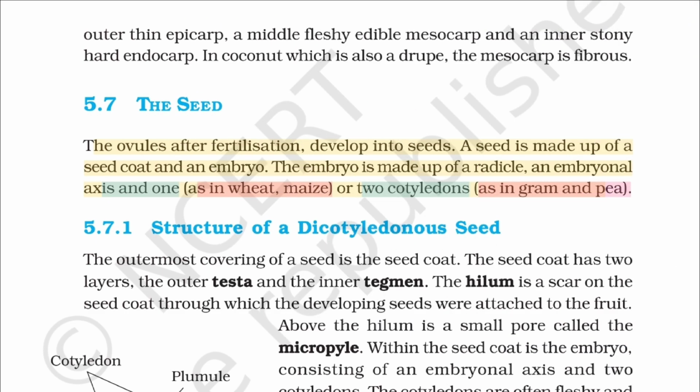5.7. The seed. The ovules after fertilization develop into seeds. A seed is made up of a seed coat and an embryo. The embryo is made up of a radicle, an embryonal axis and one cotyledon, as in wheat, maize, or two cotyledons, as in gram and pea.